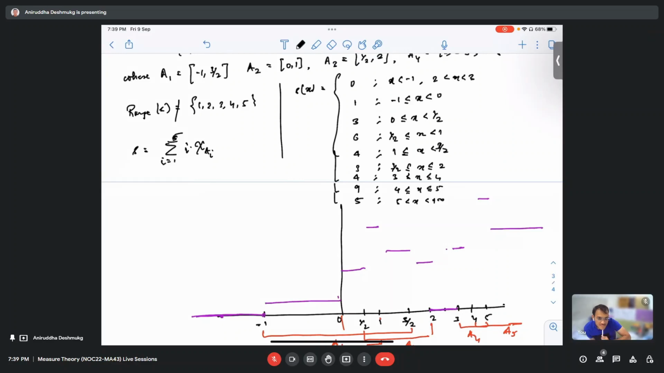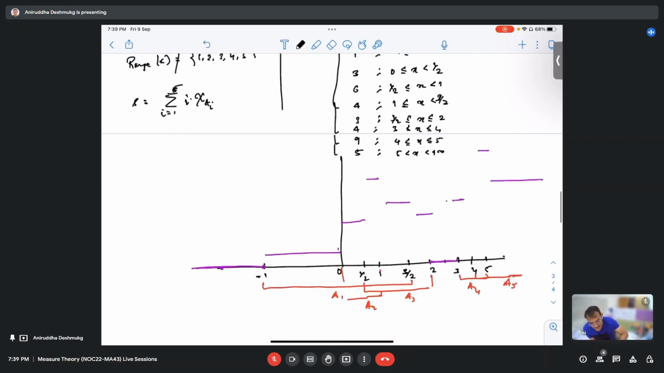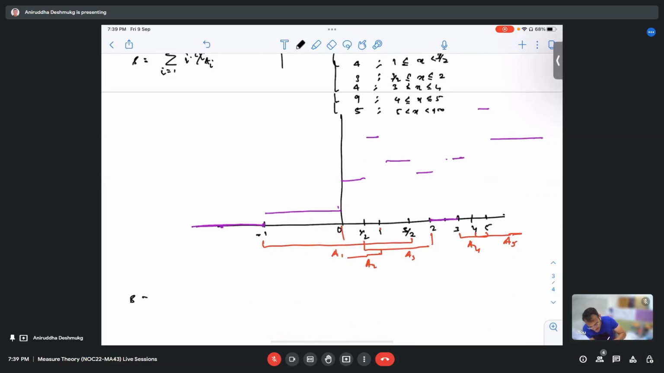We define the intervals according to the values of the function, that is, the values in the range. That is what we have been doing here: splitting these bigger intervals into smaller parts where I can get a single value. So this S can be written as the summation of a_i chi A_i, where these A_i are mutually disjoint and their union is all of R.